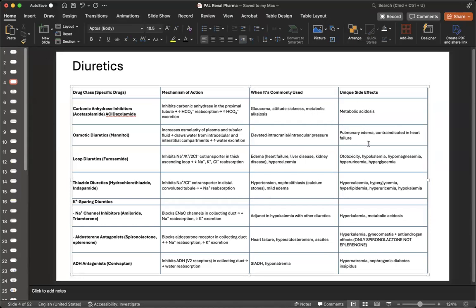Now, it's very, very important that it's contraindicated in heart failure. Why? If you remember from CVP, heart failure, you're already overloaded. You already have a lot of fluid in your body, and your heart can't handle all this fluid. So what you want to do in heart failure is kick out fluid.